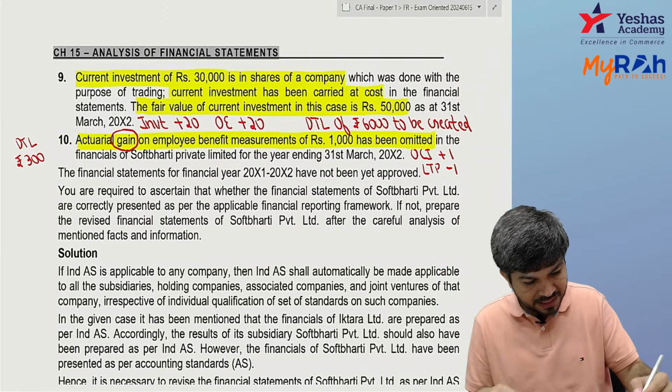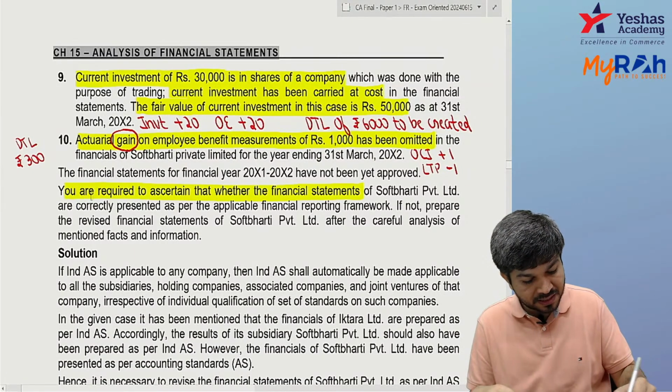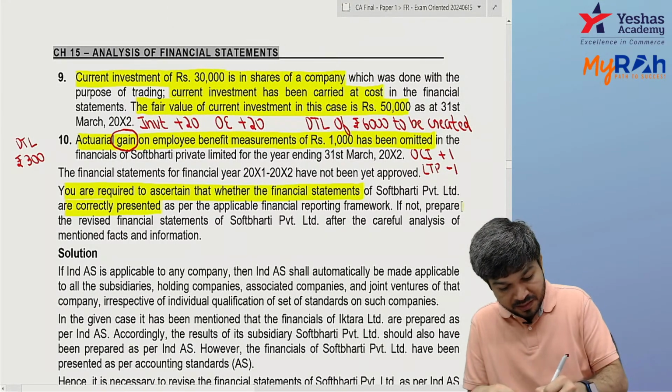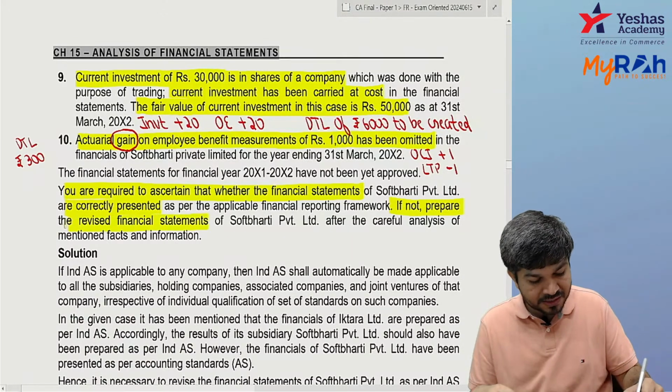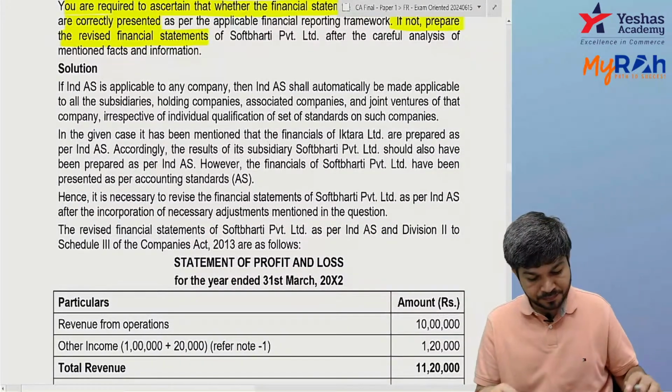Okay, check. The financials are not yet approved. You're required to ascertain whether financial statements are correctly presented. If not, prepare the revised financial statement. Let's prepare the revised. So check out over here.